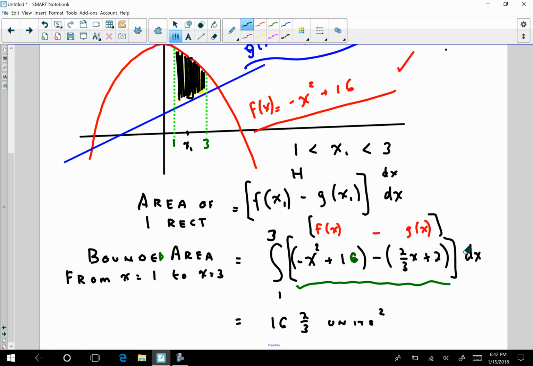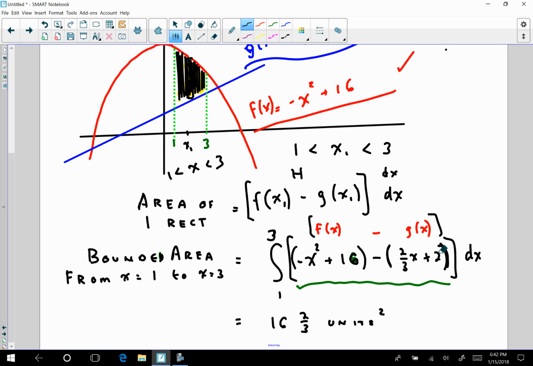And let's substitute the graphs that we actually have. The functions that we have, which is x squared plus 16, that's f, minus 2/3 x plus 2, this is g. Make sure you use parentheses here, otherwise you'll get the wrong answer. And we want it from x equals 1 to x equals 3. And keep in mind, we're just going to put an x in because x varies from 1 to 3, and so we're just going to use f of x and g of x.